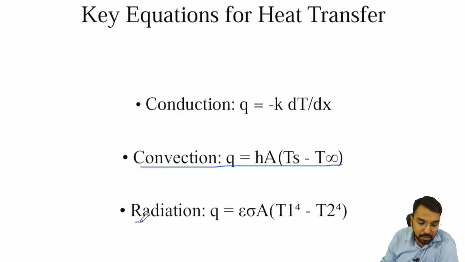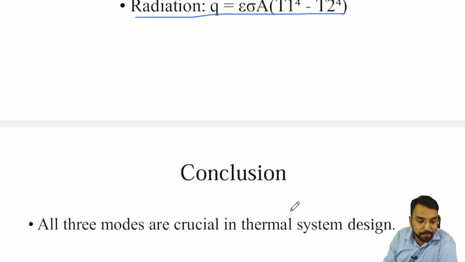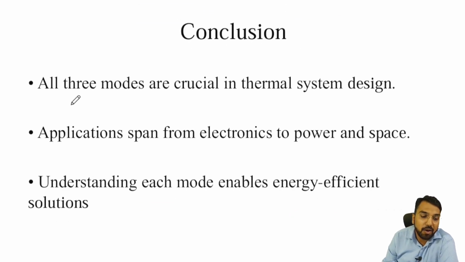In radiation, the equation comes from the Stefan-Boltzmann law, and we will see all three in detail in further lectures. Right now just keep in mind that these three modes of heat transfer take place, how they take place, and what the governing equations are. For conduction Fourier's law is used, for convection Newton's law of cooling is used, and for radiation the Stefan-Boltzmann law is used. So, in conclusion, all three modes are crucial in thermal system design.